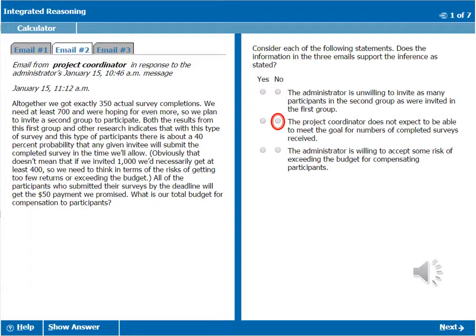All of the participants who submitted their surveys by the deadline will get the $50 payment we promised. What is our total budget for compensation to participants? We know the answer for this is not inference 1, as we've already used that answer. Inference number 2 works with this email because it's a response from the project coordinator, and inference number 2 is the only answer that mentions this position. For this question, the answer is the second inference.